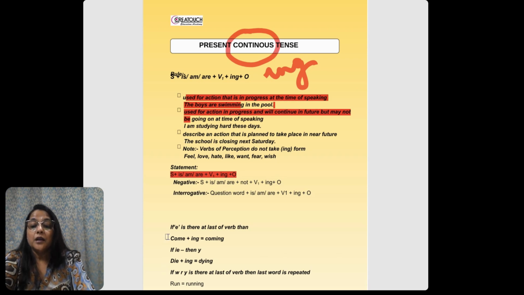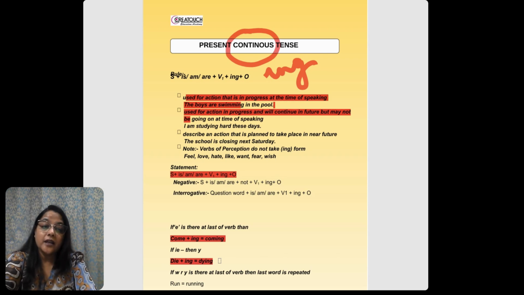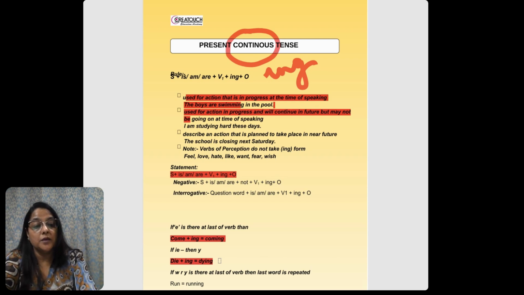Right? Now, when we talk about come plus ing, the verb form becomes coming. When we talk about die plus ing, the verb form becomes dying. A few verb forms have been given in the slide. But the recognition is subject plus verb first form plus ing plus object. How are is, am, are used here? The verb first form is the main verb. Is, am, are are the helping verbs. Is is used in singular, are is used in the plural, and am is used with I.